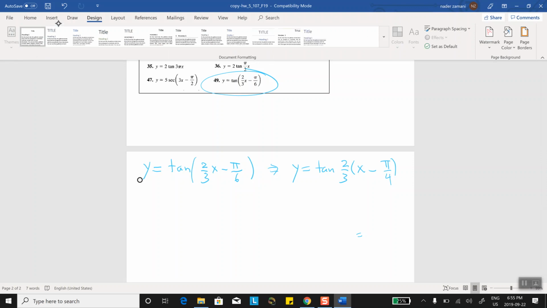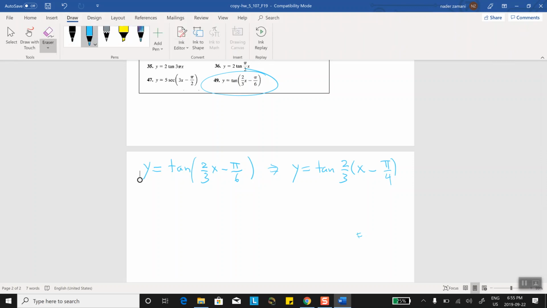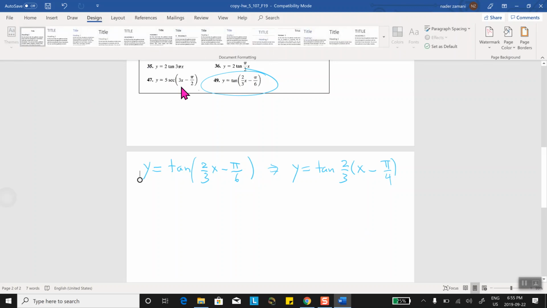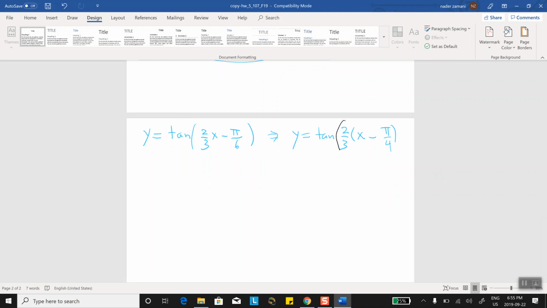Okay, so let's see. Where is this? Let's get to this. Okay, let me change the color of that. All right, so here is my k value. K is 2/3. This is the shift. B equal to pi over 4, shifting to the right. Okay. So first of all, the period is equal to pi over k. So it's going to be pi over 2/3, and this is going to be 3 pi over 2.